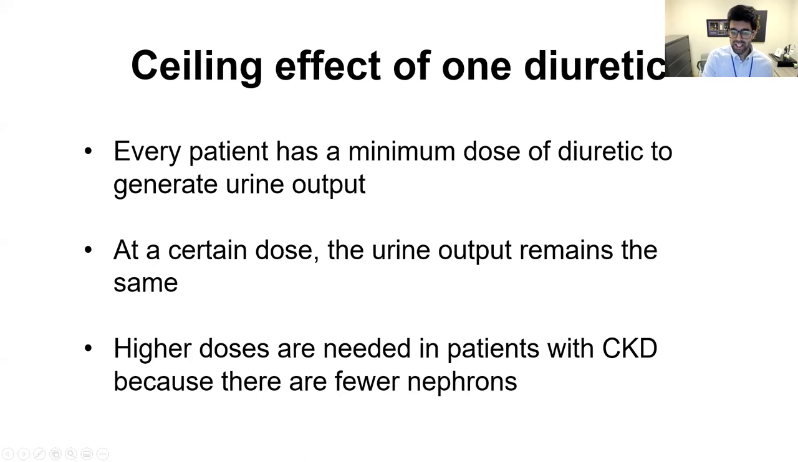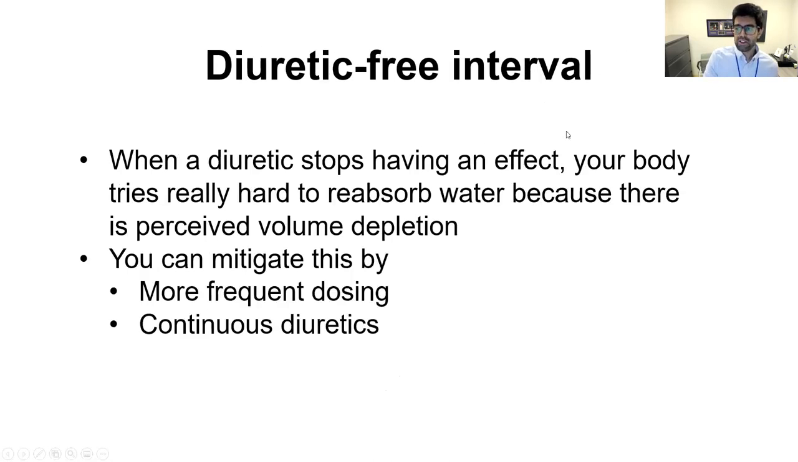Please remember, in patients with CKD, they have fewer nephrons. You're going to have to give a higher dose. So those are patients that require maybe 80 or 100 IV of furosemide or any loop diuretic to get an effect. There's something called the diuretic-free interval. So when a diuretic stops having an effect, your body actually tries even harder to resorb water because it thinks it's dehydrated. And so if you dose furosemide, Lasix, every 6 hours, maybe in the last hour, your body's ramping up its RAS even more than usual and will try and reabsorb water.